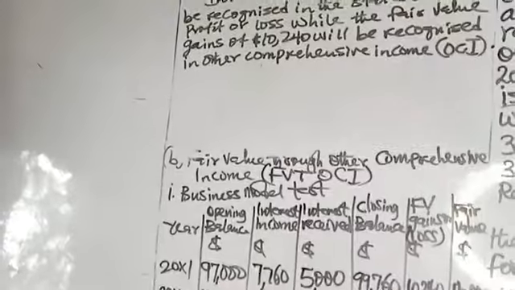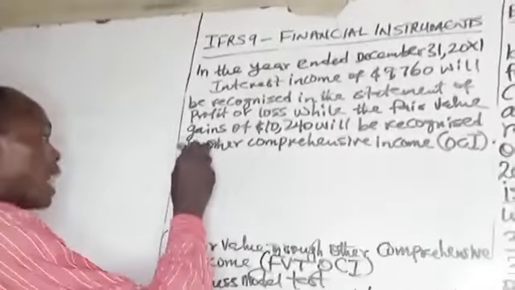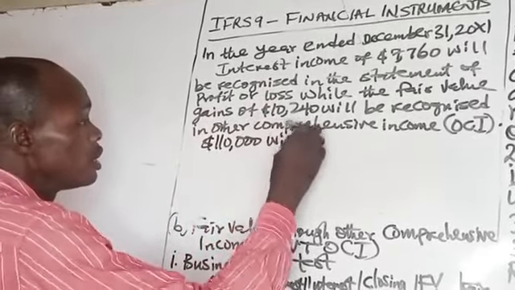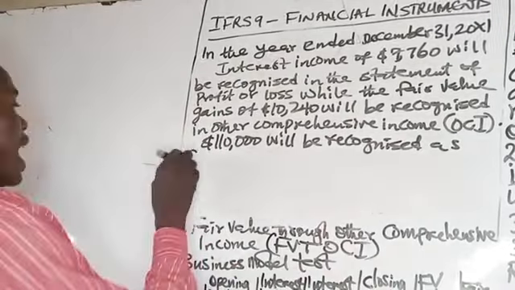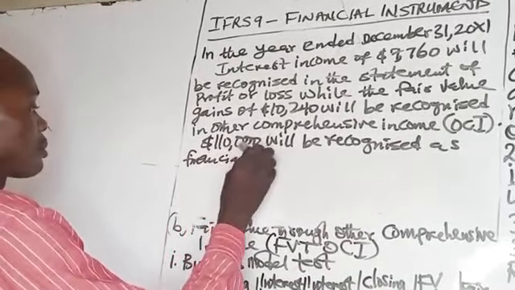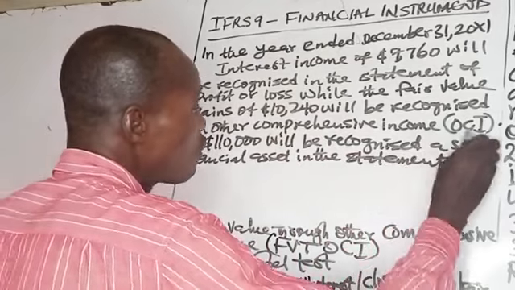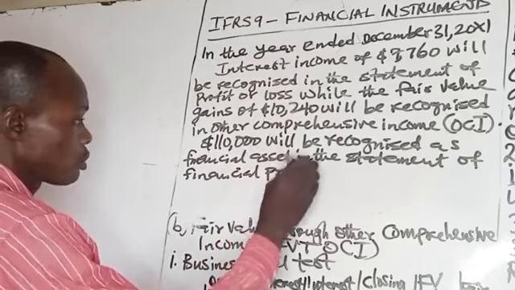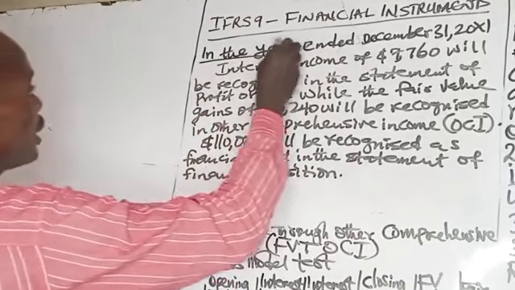Then 110,000 will be recognized as a financial asset in the statement of financial position. That is for 20X1.